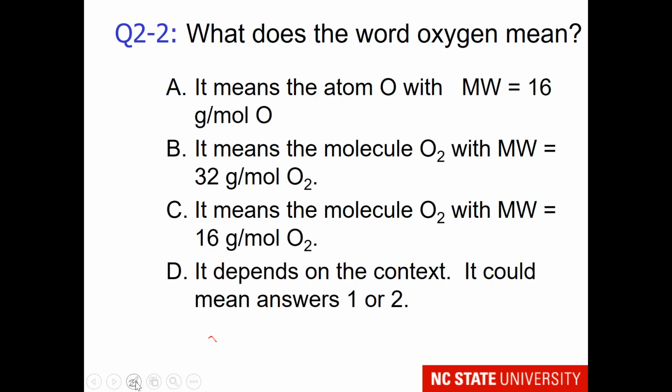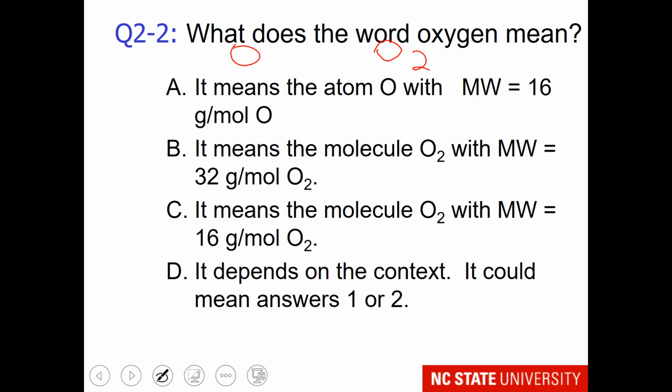This next question is an interpretation question in chemistry because many students have had chemistry at a prior location and they realize that oxygen can mean 2 things. It can mean O, the atom, or it can mean O2, the molecule that we inhale. So how do you tell what the difference is?